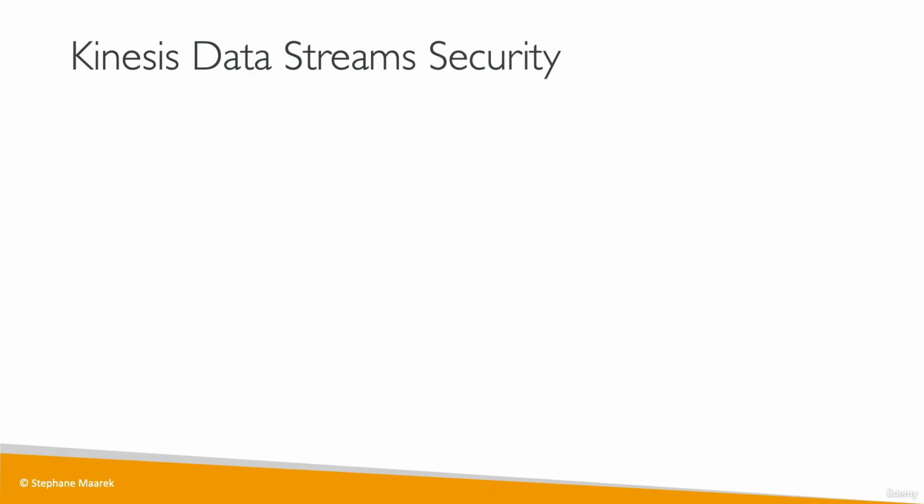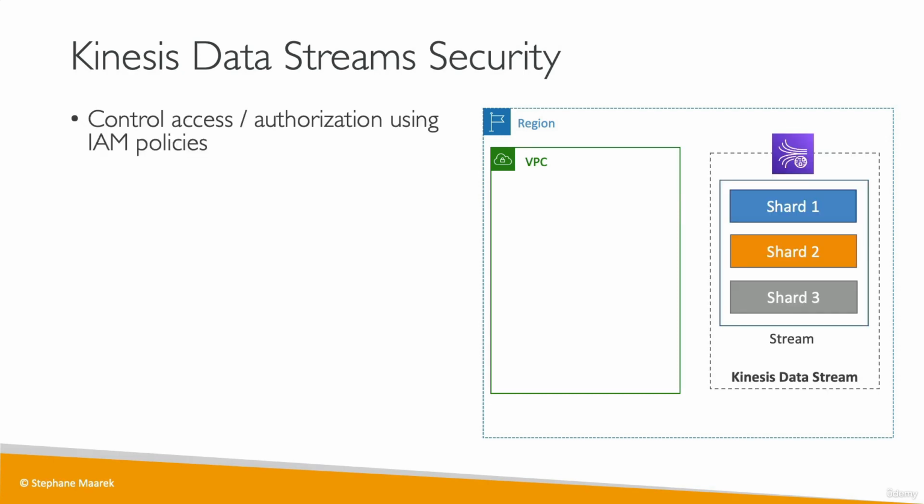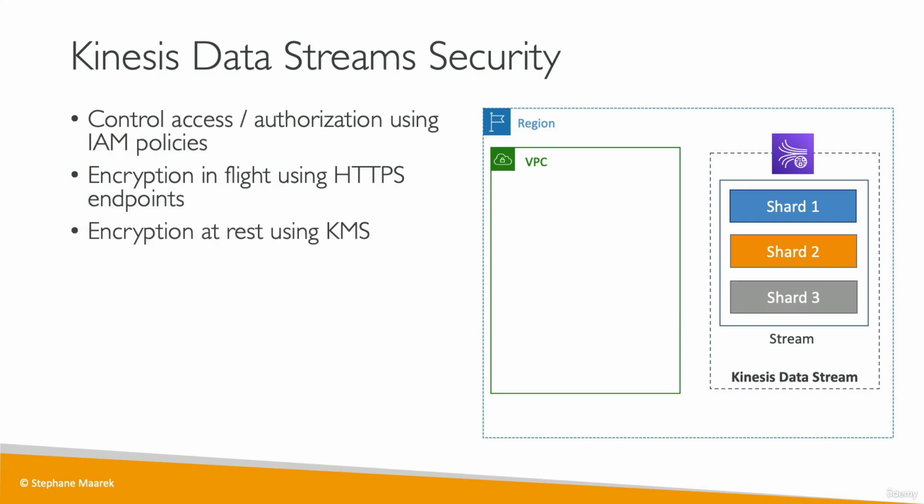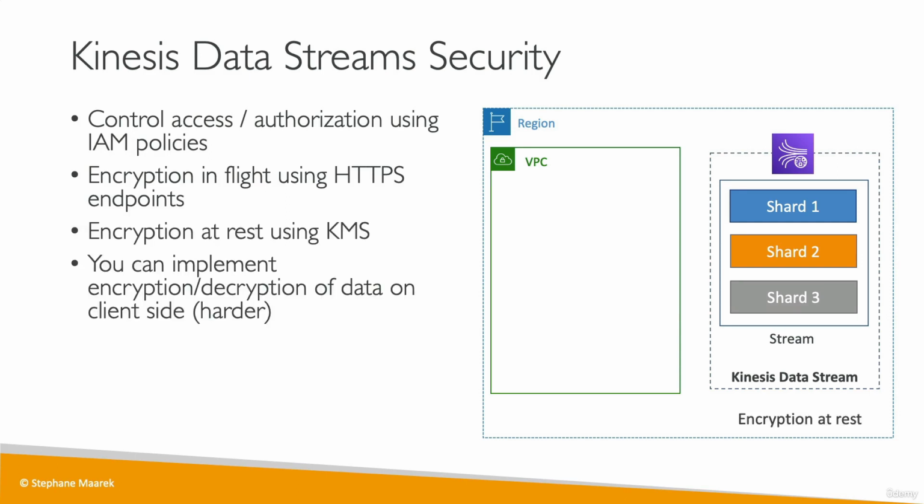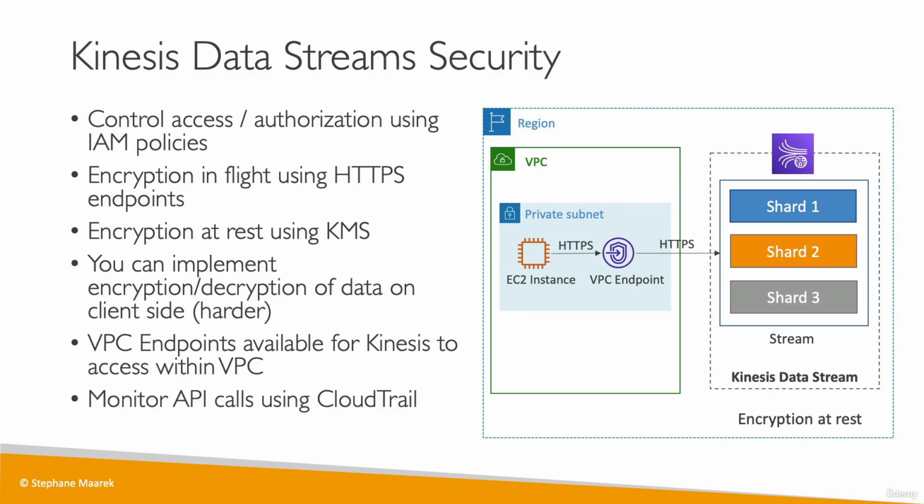In terms of security for Kinesis Data Streams, it is deployed within a region. And so you have your shards. You can control access to produce and read from the shard using IAM policies. There is encryption in flight using HTTPS and encryption at rest using KMS. You can implement your own encryption and decryption of data on the client side, which is called client-side encryption, and it is harder to implement because you need to encrypt the data yourself and decrypt it yourself, but this enhances security. VPC endpoints are available for Kinesis. This allows you to access Kinesis directly from an EC2 instance in a private subnet without going through the internet. And finally, all the API calls can be monitored using CloudTrail.